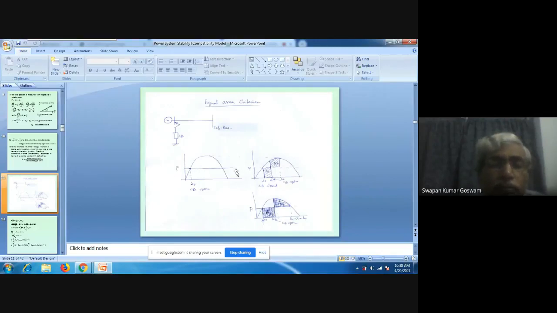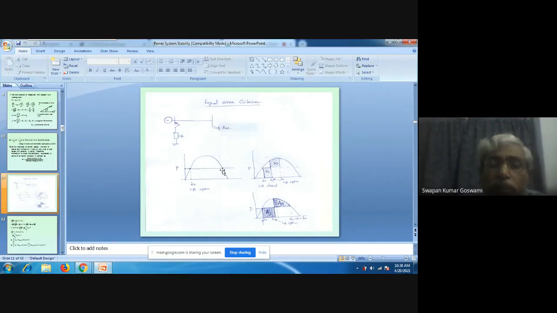Input is a line. Why is it a line? Because it is a mechanical power input to the generator through the shaft from the turbine. This is the mechanical power input, and this represents the variation of electrical power output with the variation in delta. So the operating point will be this one.